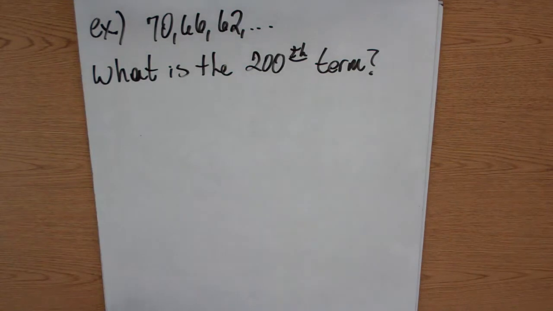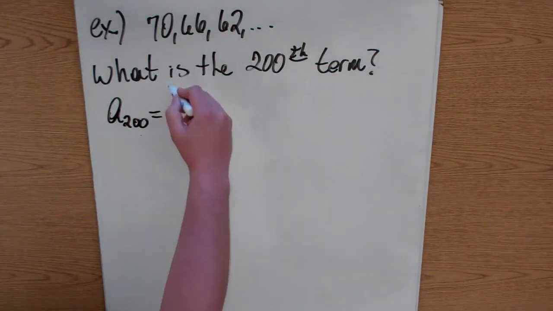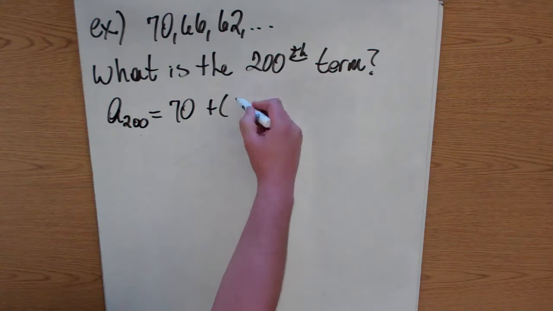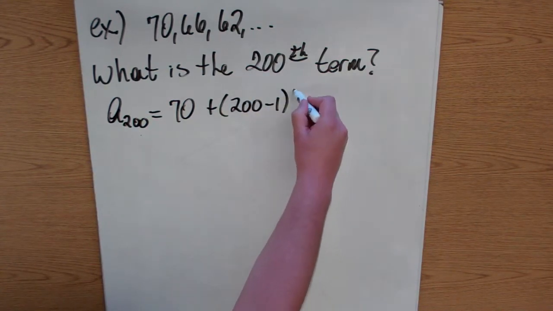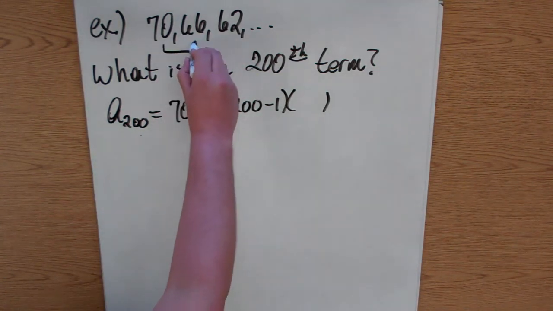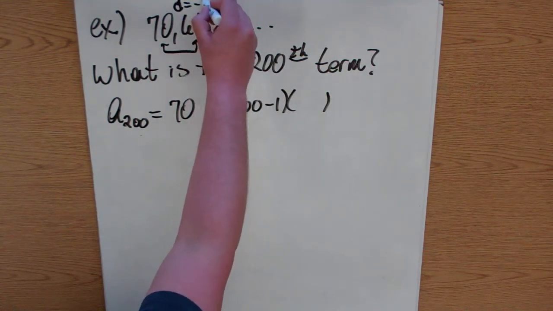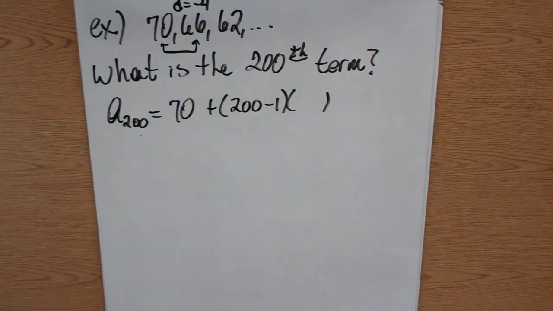Now, let's look at another example. Here we have a sequence 70, 66, 62. We want to know what is the 200th term of this sequence. You just use the formula I just gave you. A sub 200 equals A sub 1, which is 70, plus 200 minus 1 times D. But now we have to figure out what D is here. If you subtract this term from this term, you get negative 4. D equals negative 4.